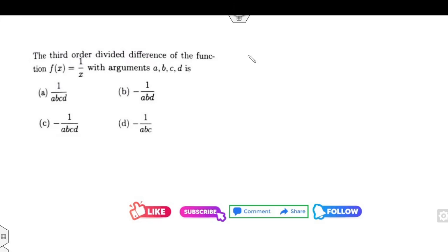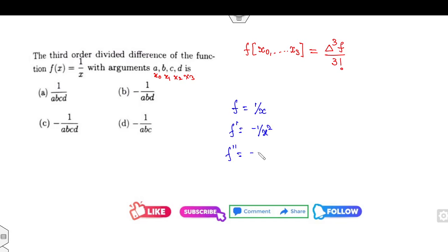The third order divided difference of this. Now you can see it is my x0, this is x1, this is x2, this is x3. So your target is to find values at this, and because it consists all those points, your answer will be this category. Fine. So can you find the third derivative of 1 by x? The first derivative is -1 over x square. Second derivative is plus 2 over x cube. Third derivative is -6 over x raised to power 4.